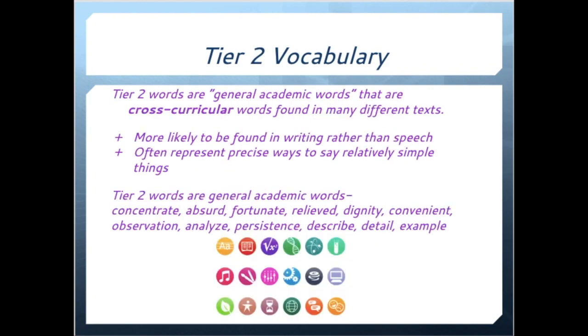Tier 2 vocabulary words are general academic words that are cross-curricular, meaning that you would find them possibly in social studies and science. They're more likely to be found in writing than in speech, and they often represent precise ways to say something relatively simple. For example, concentrate, absurd, fortunate, dignity, detailed, describe, analyze, observe.